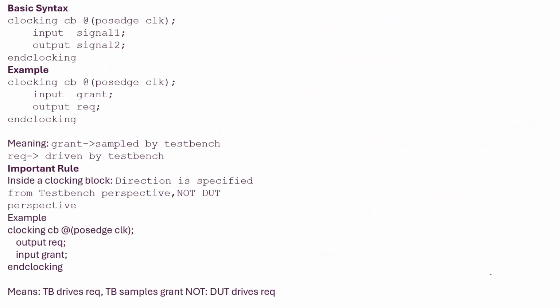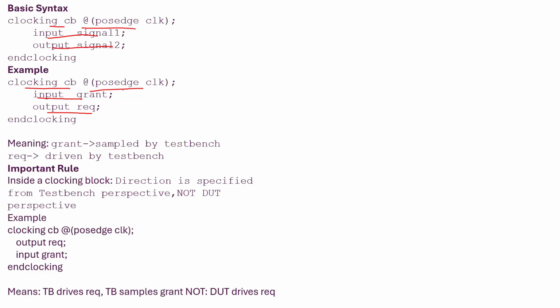This is the basic syntax of the clocking block: clocking block at posedge clock, input signal 1, output signal 2, end clocking block. The same thing we will use in your testbench. So clocking block at posedge clock, input is grant, output is request. That means grant is sampled by the testbench, and request is driven by the testbench. So request we are driving and grant we are sampling.